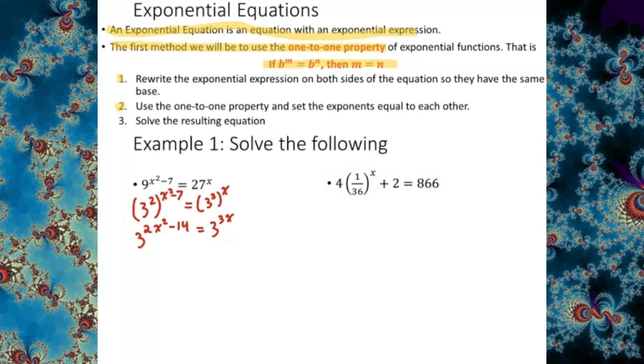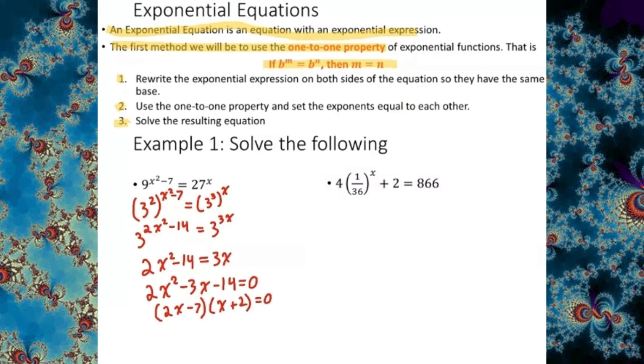The one-to-one property is going to tell me that the 2x squared minus 14 and the 3x must be equal. Now that I've used the one-to-one property, I can see that I'm left with a quadratic equation. Now I just have to solve that resulting equation. Since our equation is quadratic, I can subtract over the 3x to make one side 0. Now you can either factor or use the quadratic formula, but 2x squared minus 3x minus 14 does factor to 2x minus 7 times x plus 2. And if we set each factor equal to 0 and solve using the zero factor principle, we get 7 halves and negative 2.